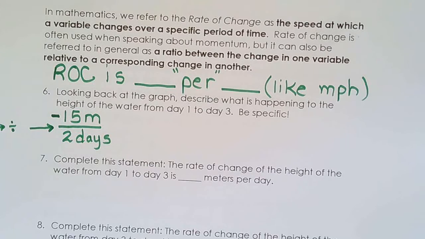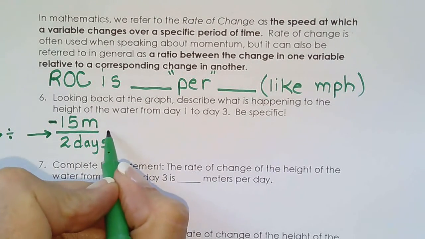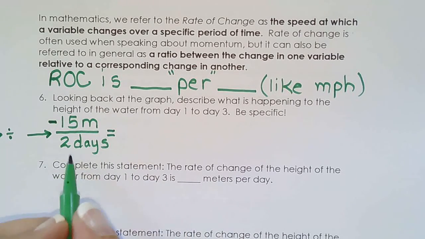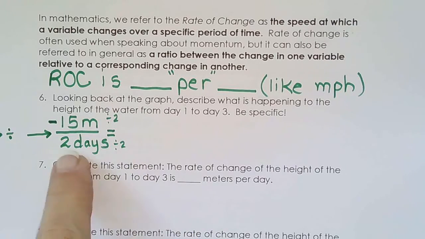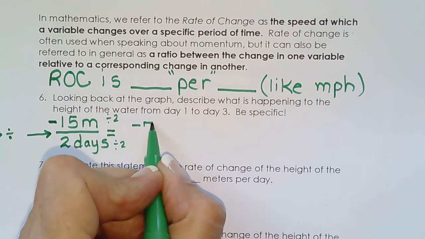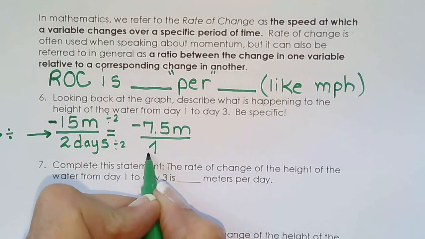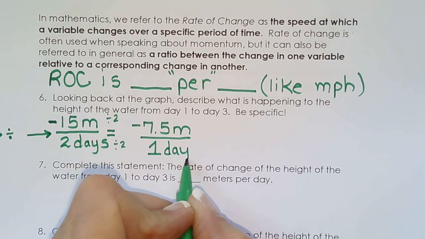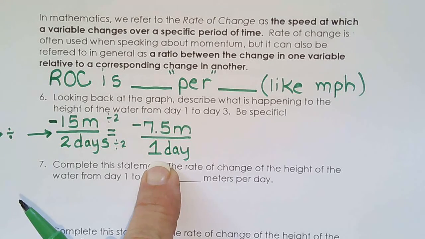Okay, so what is happening to the water level from day 1 to day 3? So we usually want per 1 day. So if we divide both of these by 2, because we want this to be 1, it'd be negative 7.5 meters per 1 day. So you're probably thinking, how did she know to divide by 2? Because as I was saying, speed is miles per 1 hour. So we don't want to know what happens in 2 days. We want to know what happens in 1 day.